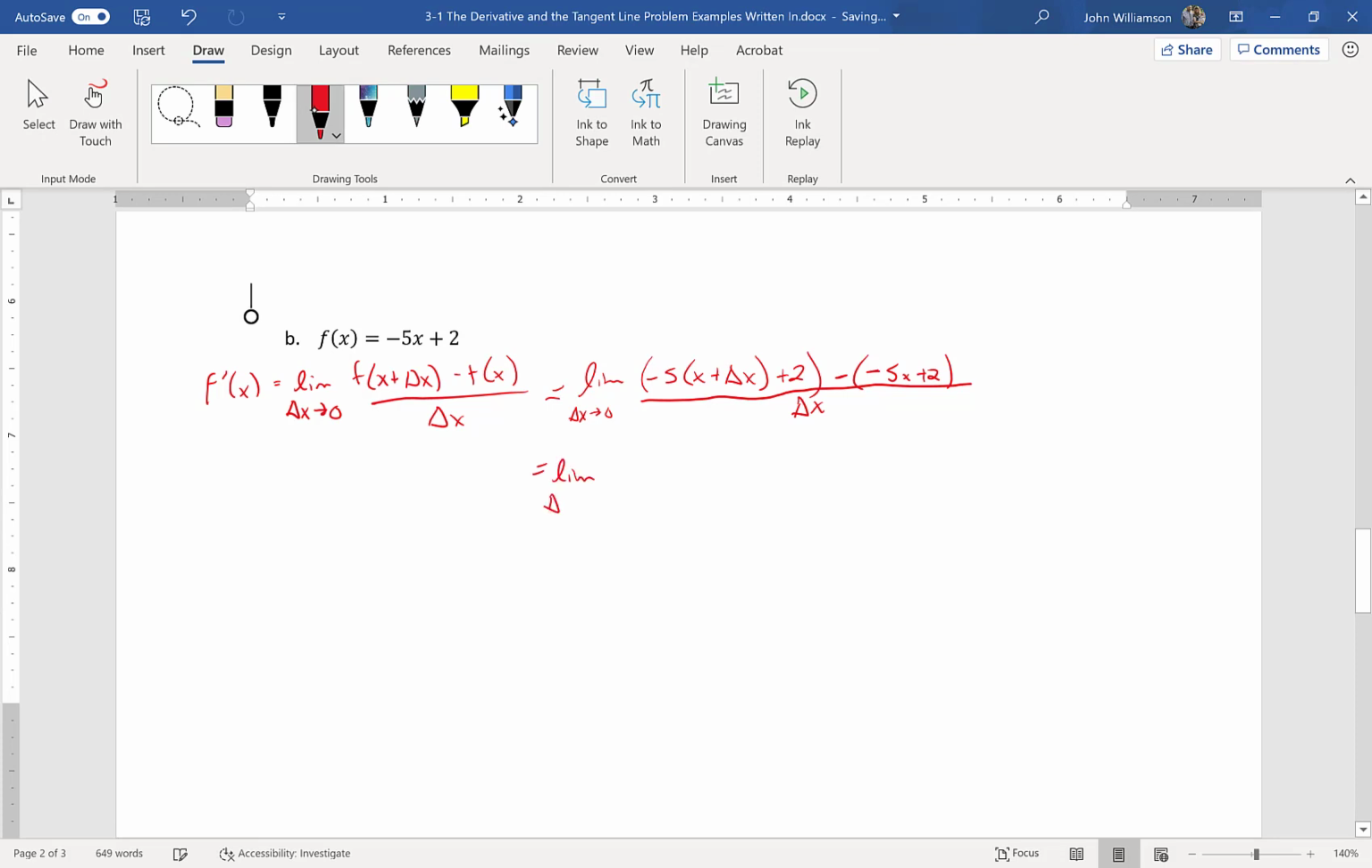So now let's go ahead, limit as delta x is approaching 0. Let's clean this up a little bit. So negative 5 times x plus delta x. So that's going to be negative 5x minus 5 delta x plus 2. Now distribute this negative through. So minus a negative 5x becomes plus 5x. And minus a positive 2 becomes minus 2. All over delta x. Notice I'm still carrying that limit as delta x is approaching 0 along, right? Because I haven't substituted in yet.